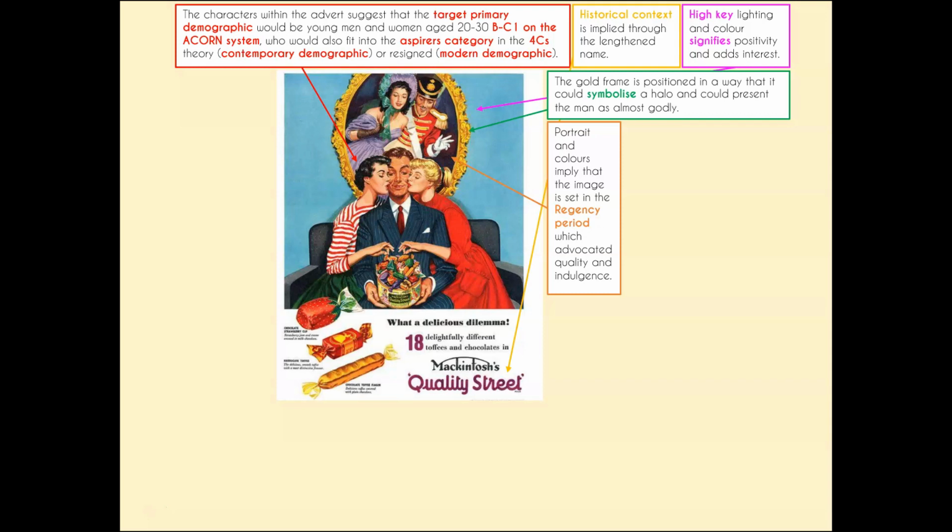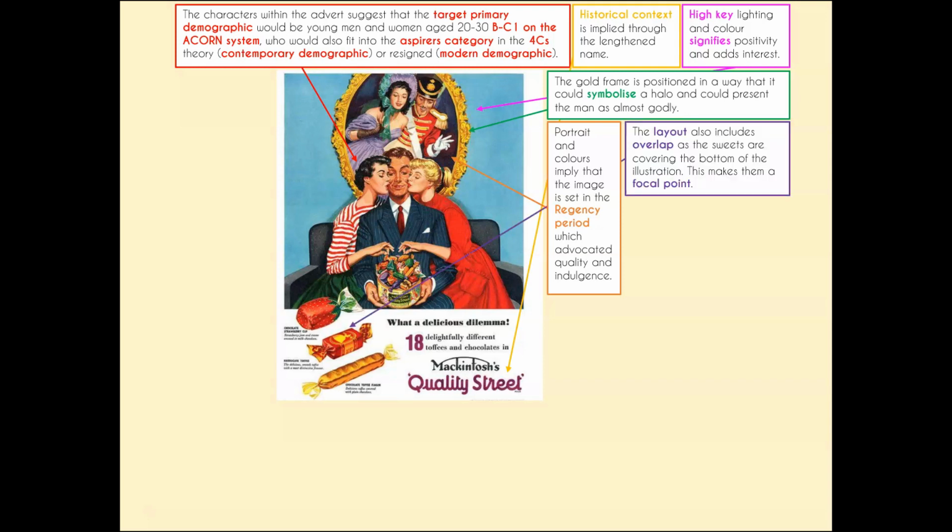We've got a portrait in the background. It has slightly more muted colours, but the darker colours and the dress codes that the two brand mascots have indicate the Regency period, so that suggests a sort of quality and indulgence that the demographic at the time just didn't have following the Second World War.